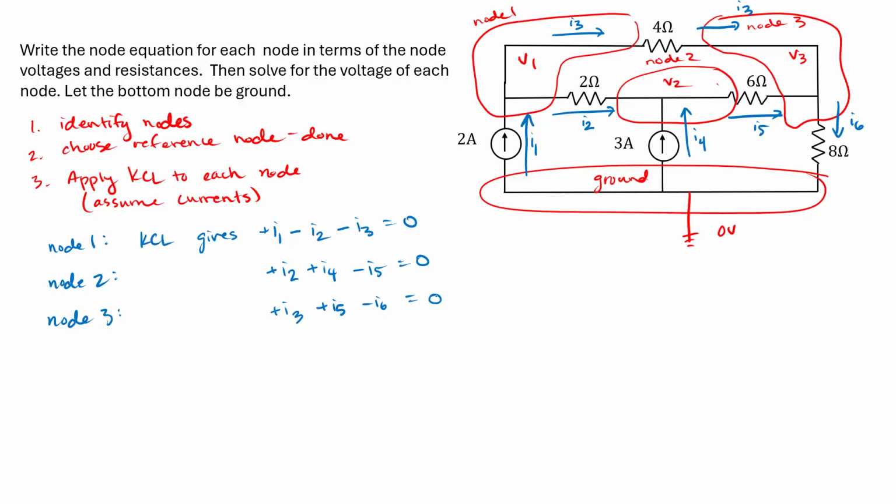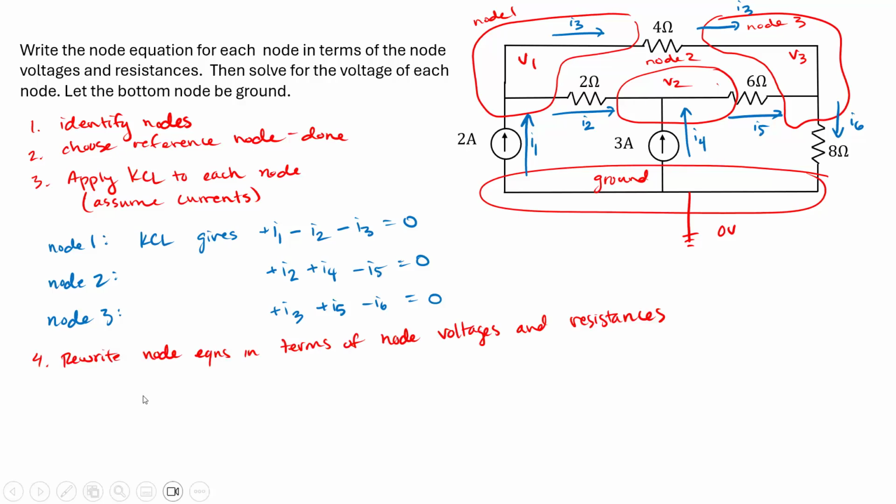Now that we have our Kirchhoff's current law equations, it's time to rewrite each current in terms of the node voltages and the resistances. In this case, by applying Ohm's law and using the information given, we get the following. We know that I1 is just 2 amps because that was given to us.